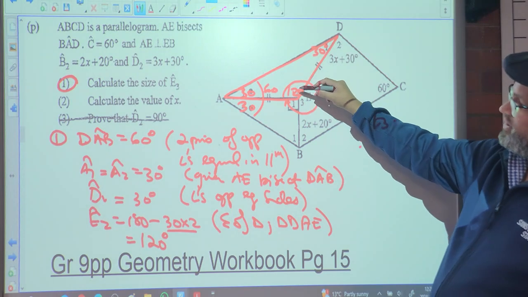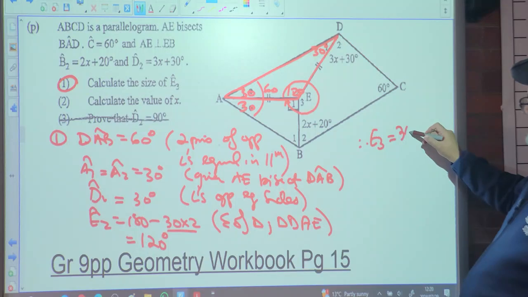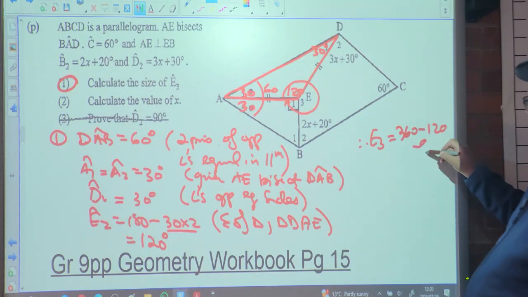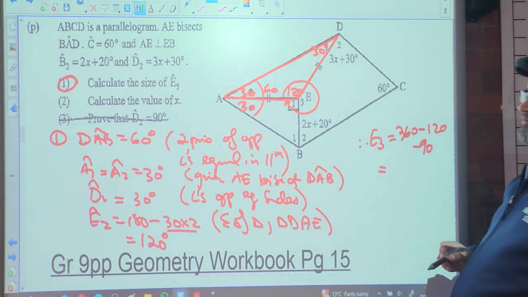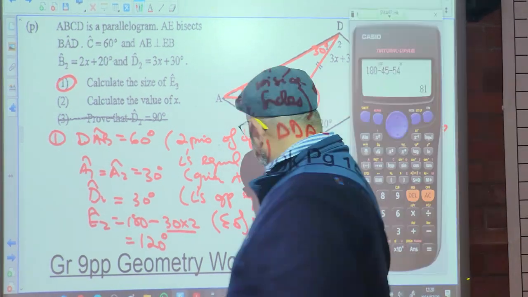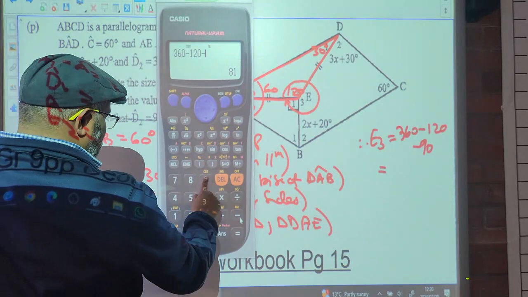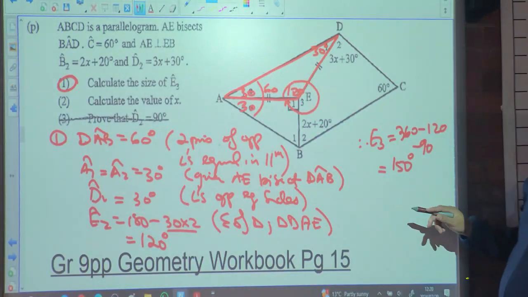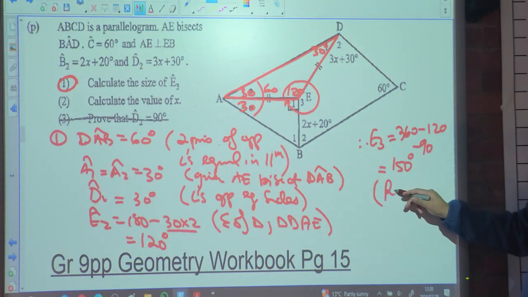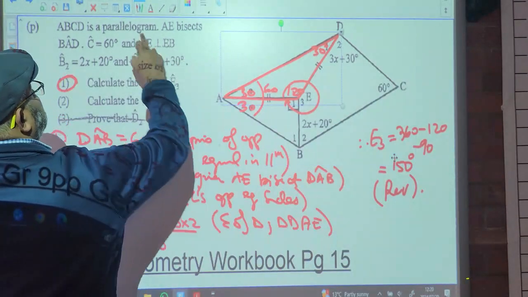For E3: E3 plus 120 plus 90 equals 360. So I'm going to say 360 minus 120 minus 90, which gives me an angle of 150. Let's check. 360 minus 120 minus 90 is 150. Why is it 150? Because it's a revolution, or angles around a point.